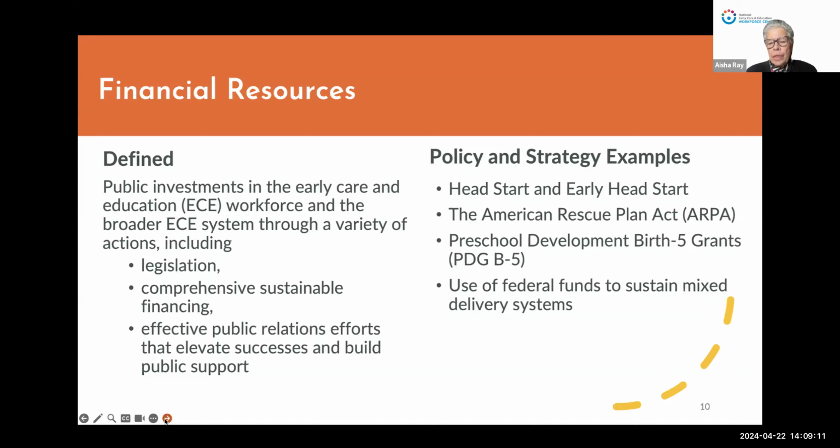And the policy strategies, examples that we want to think about, but we invite you to think about more, are Head Start and Early Head Start, American Rescue Plan, preschool development block grants, and use of federal funds to sustain mixed delivery systems, again, among other kinds of policies.